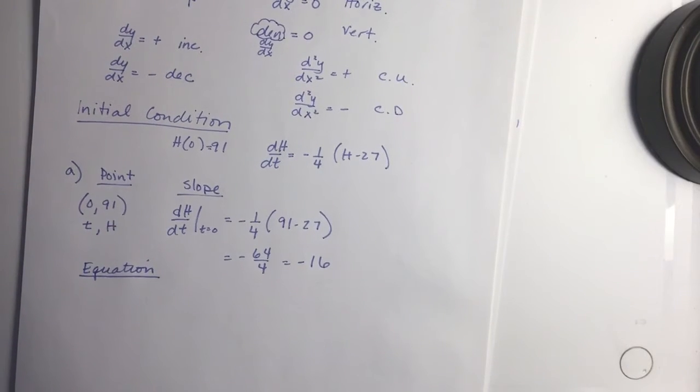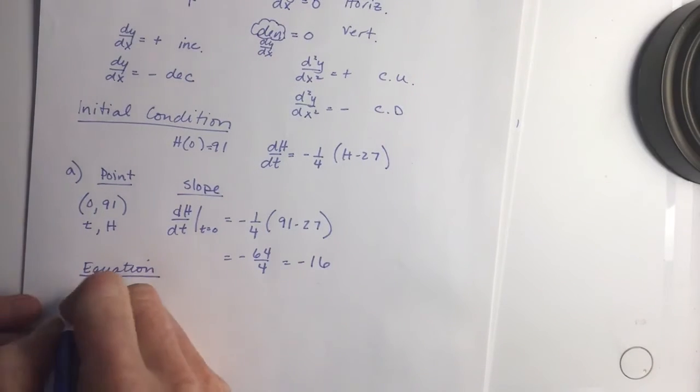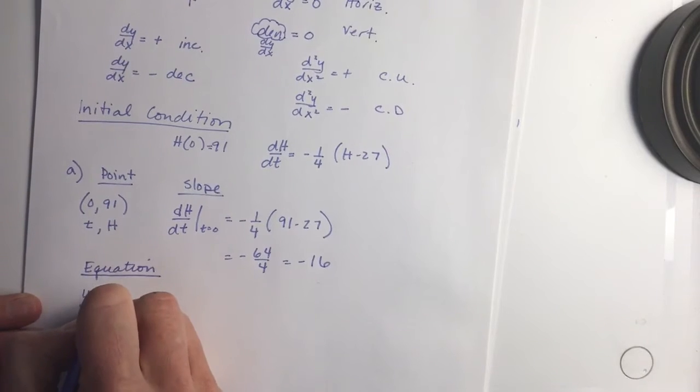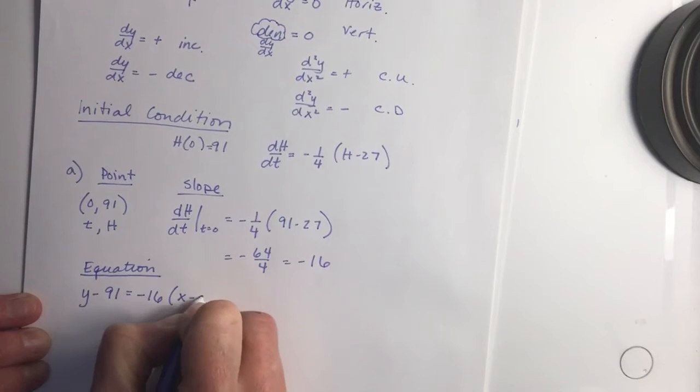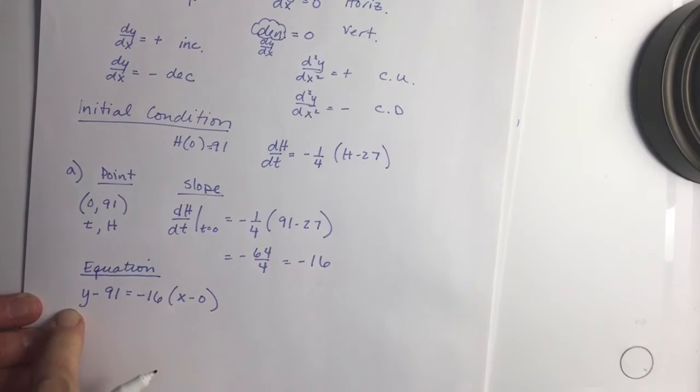I think I'm going to do that. I'm going to write it with y and x first, and then I'll convert it so you guys can see how that might be done. So y minus 91 is equal to negative 16 times x minus 0. Now I think the AP scorers would give that full credit.